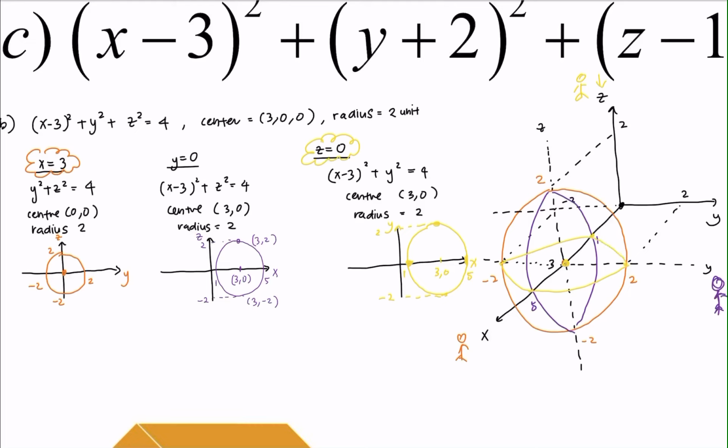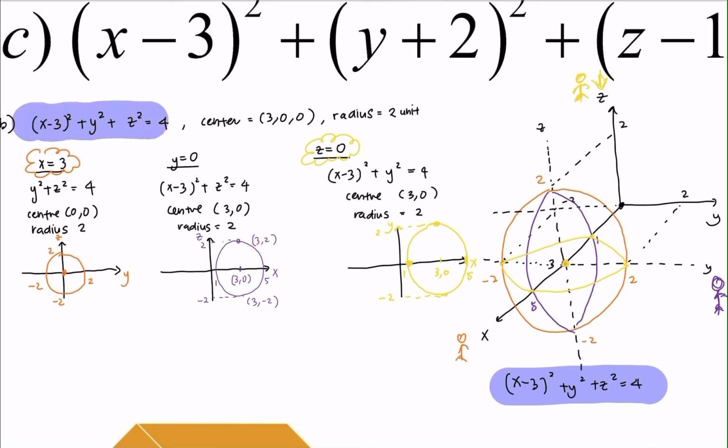Looking down from z, you can see a circle on the xy surface, which is on the floor. And this is your sphere surface, for the equation (x minus 3) squared plus y squared plus z squared equal to 4. That is your equation. Hopefully you can imagine this ball at the center (3, 0, 0).